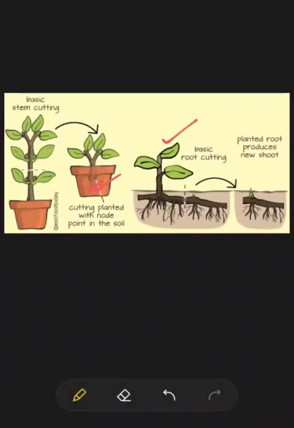So cutting is extensively used by gardeners for growing rose, bougainvillea and cacti plants. Rose is the most common example in which the cutting method is used. Sugarcane and pineapple plants are also grown from stem cuttings, okay.